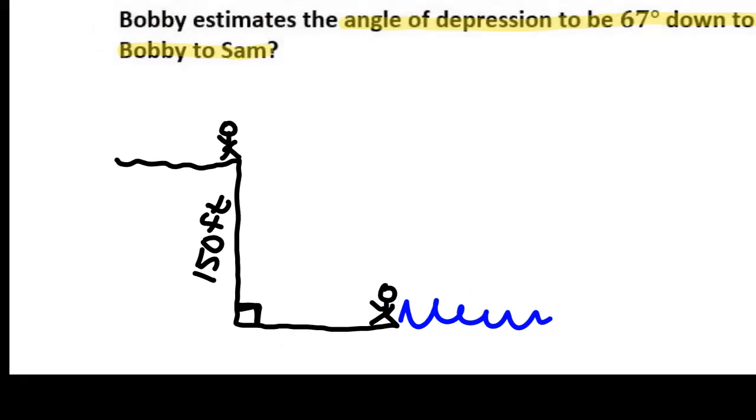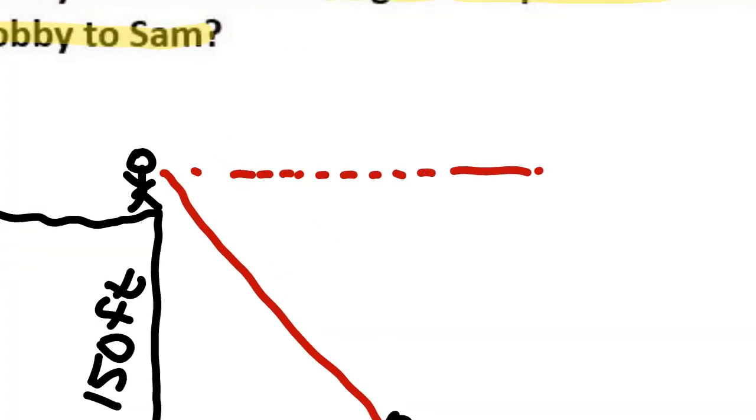Something I want to caution you guys about. I see it every year because it's a very common misunderstanding. I know that Bobby is looking down at Sam like this. This is not the angle of depression. The angle of depression is how far down Bobby would have to tip his head. Normally, people walk around looking straight forward, right? So he would be looking like this, except he has tipped his gaze down like this to look at Sam. That is the 67 degrees.